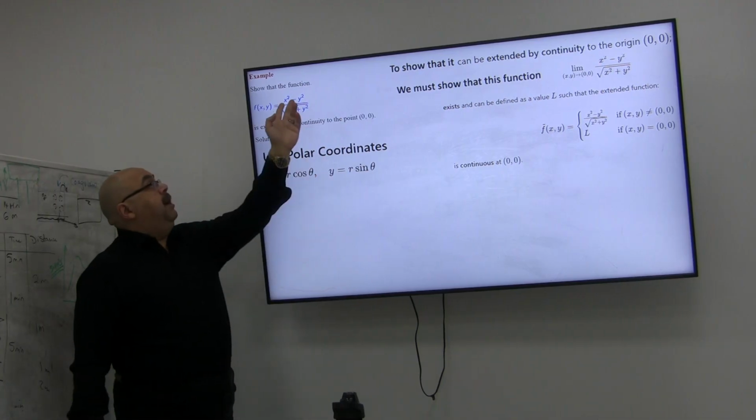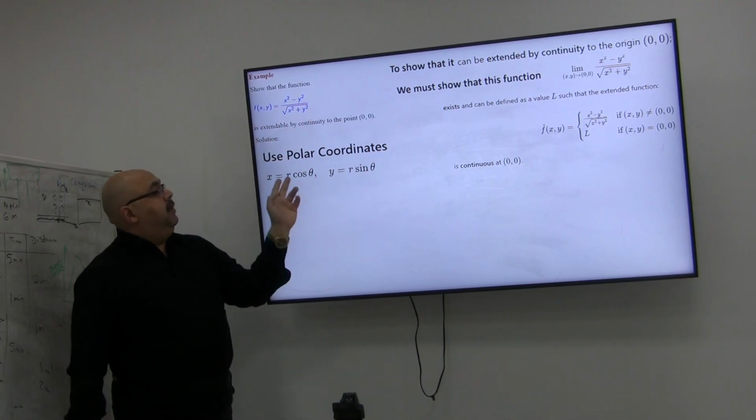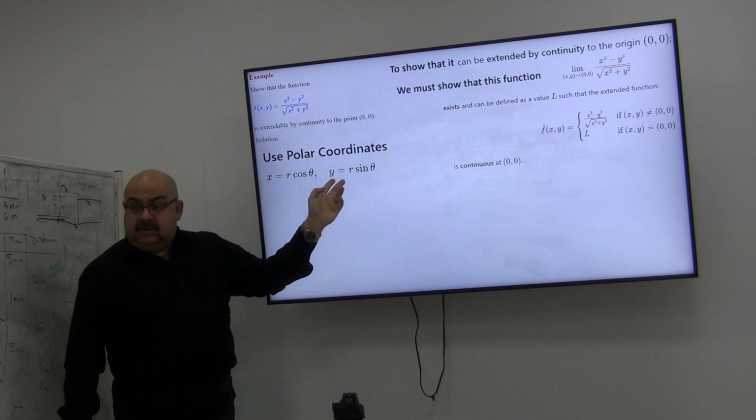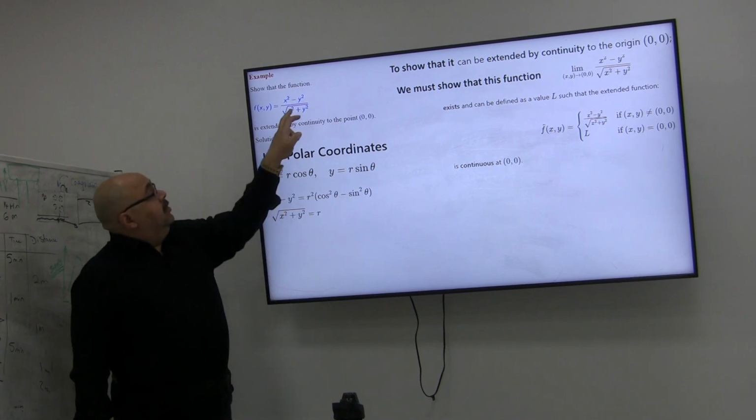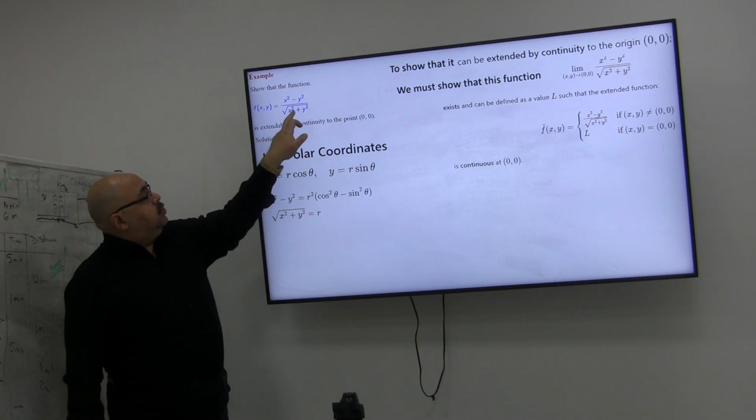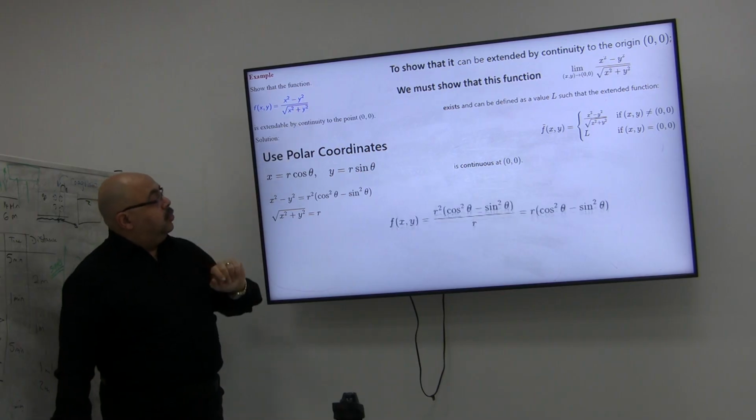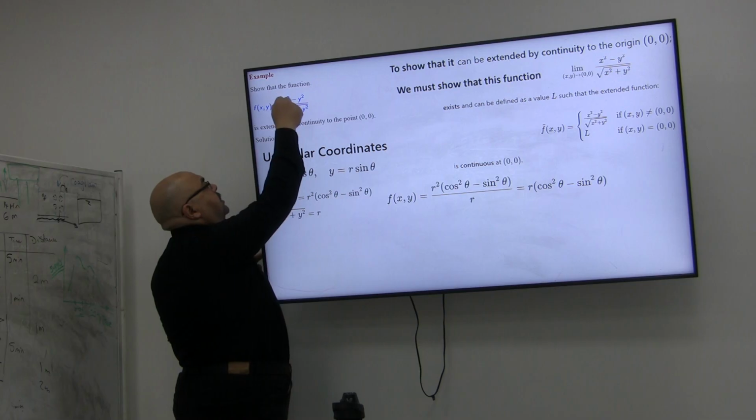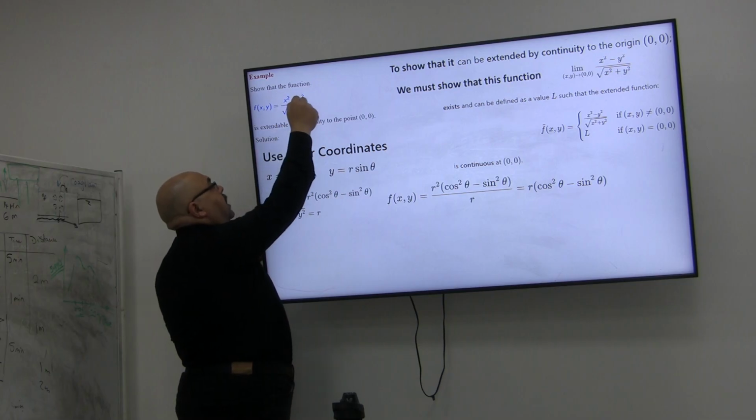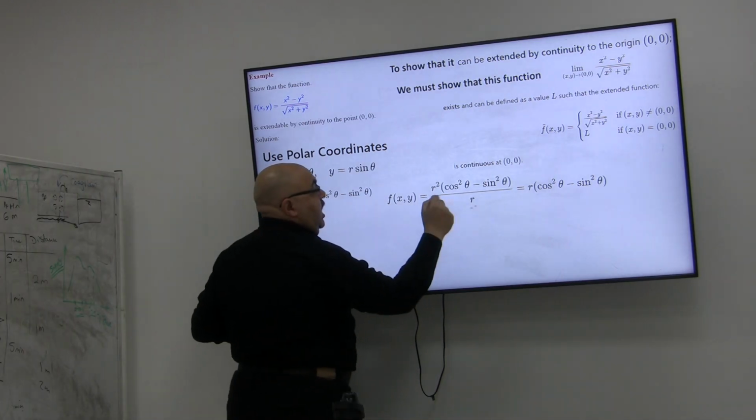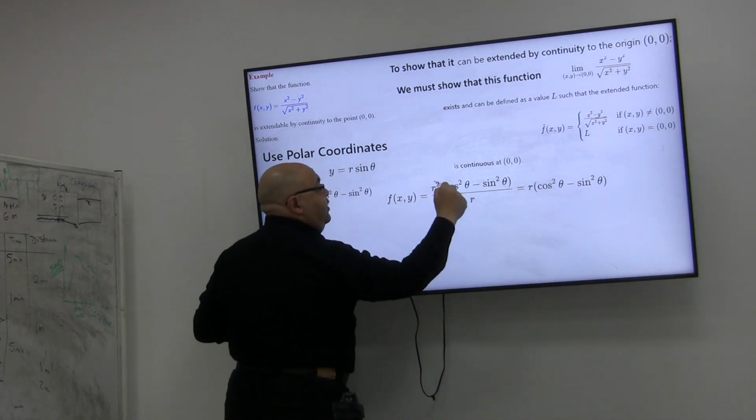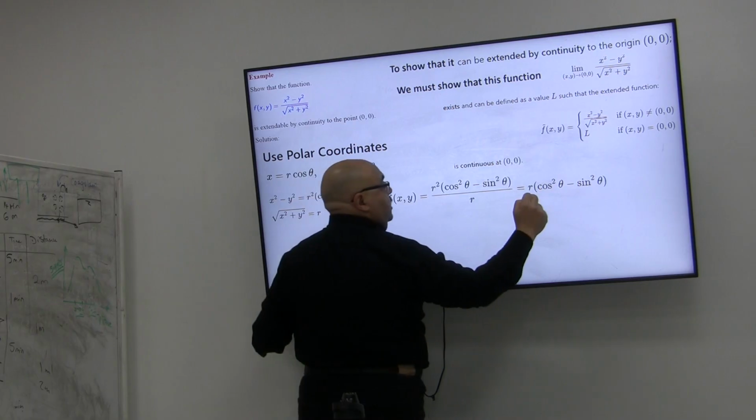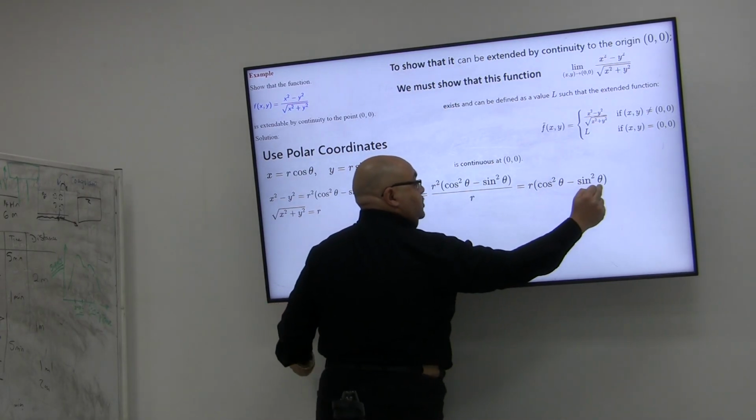So I will get back to my problem, replacing x and y by r cosine theta, r sine theta. Okay, very good. Which means the root of x squared plus y squared is going to equal r. Once you do this, it is (r cosine theta)^2 minus (r sine theta)^2 divided by r, as you can see. I can eliminate r with the power, so I will have r times cosine squared theta minus sine squared theta.